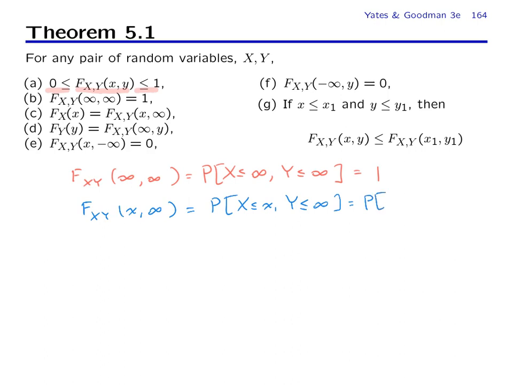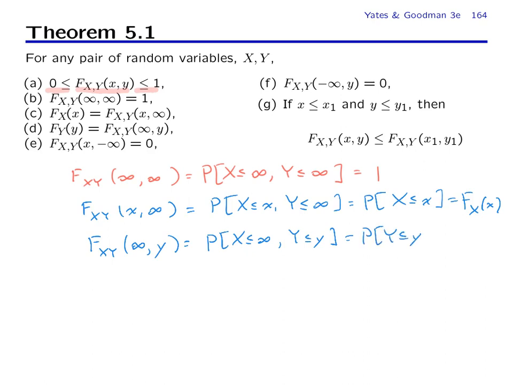So this is just the probability x is less than or equal to little x, but that's simply the CDF of x. So from the joint CDF, you can recover the CDF of x. And similarly, if we reverse the roles of x and y, and we let little x go to infinity and fix little y, this is the probability x is less than or equal to infinity, which always occurs, and y is less than or equal to little y. And this is simply the probability y is less than or equal to little y, and that's the CDF of y.